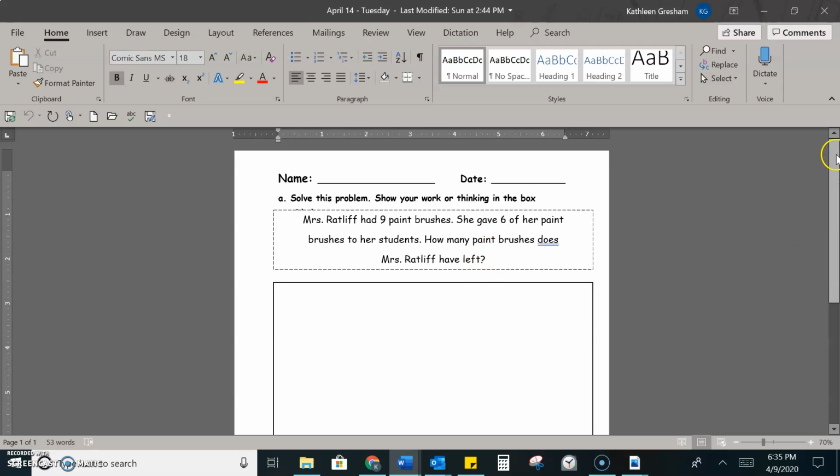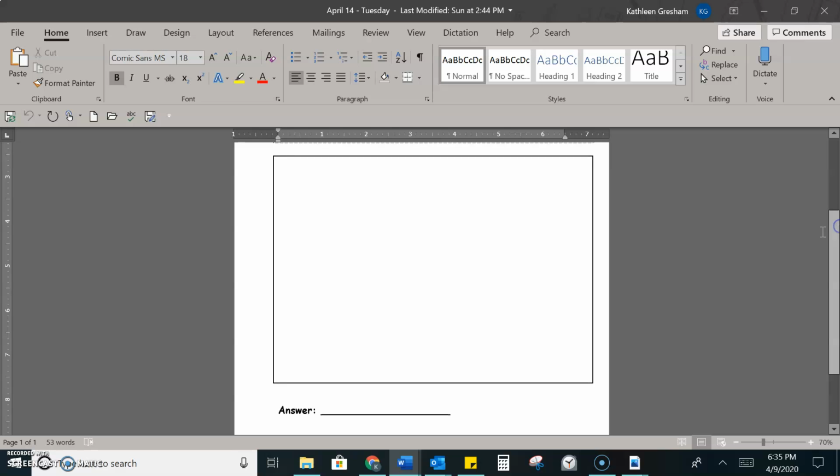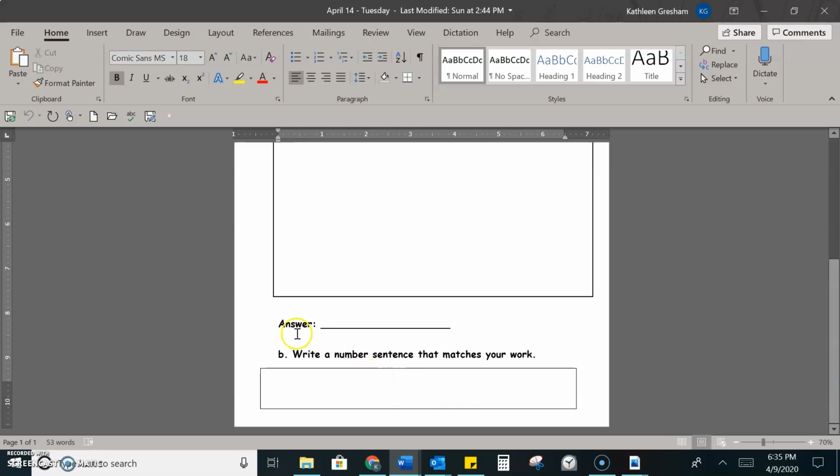Don't forget, you need to show your thinking, the strategy that you use down here in this box. You can just draw on your screen. Okay, once you do your strategy, you can write your answer here. And then down here, you need to write your number sentence. So remember, that will include numbers, either a plus sign, a minus sign. Don't forget that equal sign, and then your answer.